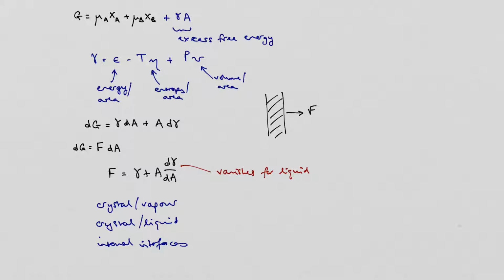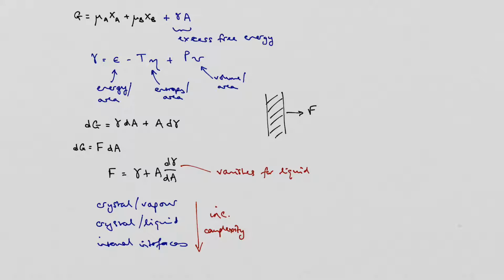So first of all, the interface between crystal and vapour. You've just got a gas above a solid surface. Then crystal with a liquid. And then internal interfaces, i.e. you've just got solid and you've got an interface between two different solids inside here. And the point is that these are in order of increasing complexity.